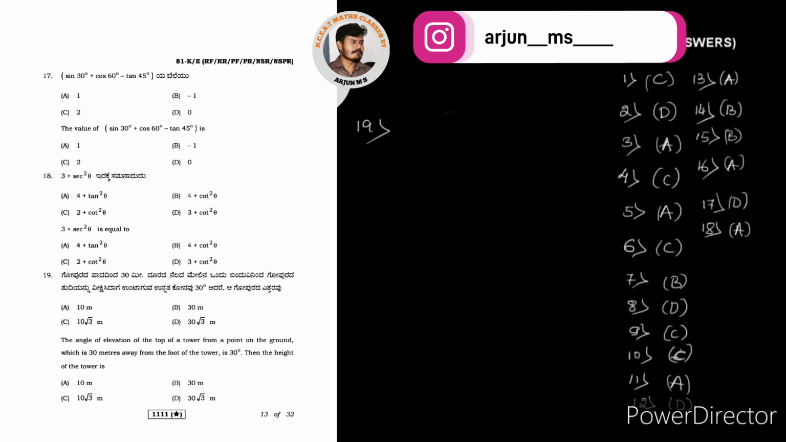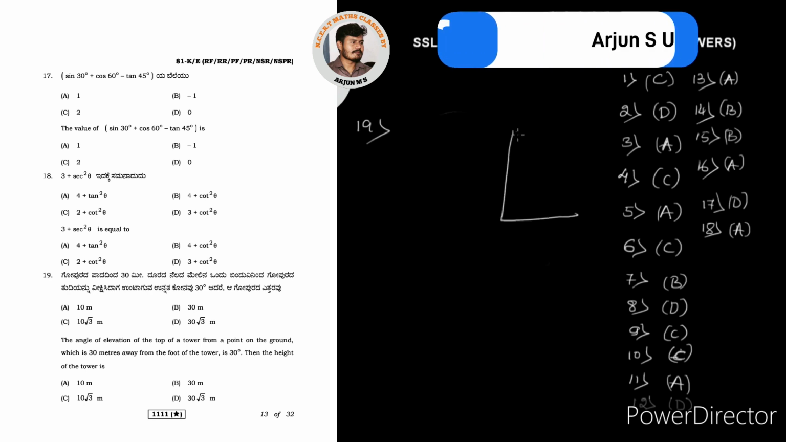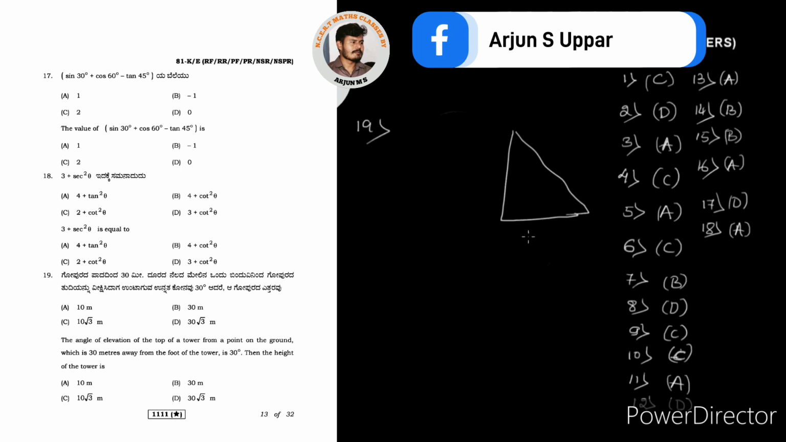You just observe that question. The angle of elevation of the top of the tower from a point on the ground which is 30 meter away from the foot of the tower. You just observe here, this is considered as tower, and the distance between the foot of the tower and the point on the ground is 30 meter. Here angle of elevation is 30 degree. Then we have to find out the height of the tower.